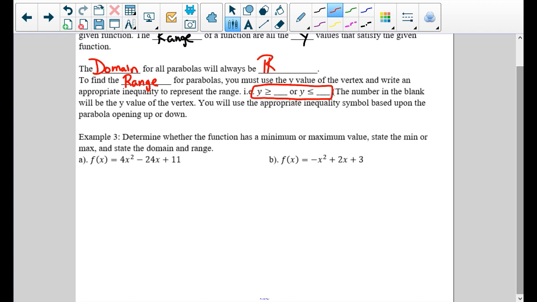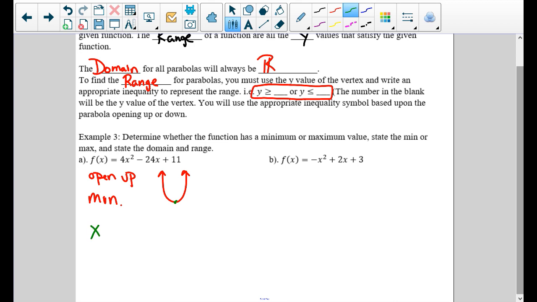It says determine if the function has a maximum or minimum value, state the minimum or max, and then find the domain and range. Looking at this graph, does it open up or down? It opens up. Is this going to be a maximum or a minimum value? Minimum value. Now, we need to find that minimum value. How do we find it? We're finding this bottom point here, that vertex. So that's where we're starting out.